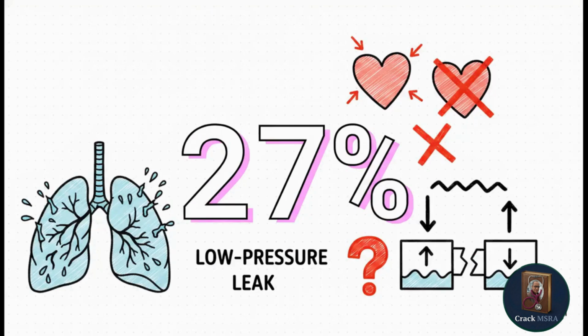Now, be warned. A staggering 27% of MSRA candidates fall for the PCWP trap. They see pulmonary edema in the clinical stem and immediately assume the pulmonary capillary wedge pressure has to be high. Please do not make this mistake. Remember, the core mechanism of ARDS is a low-pressure leak. The barrier is broken because of inflammation, not backed-up pressure from the heart. So, the pulmonary capillary wedge pressure in ARDS is normal.